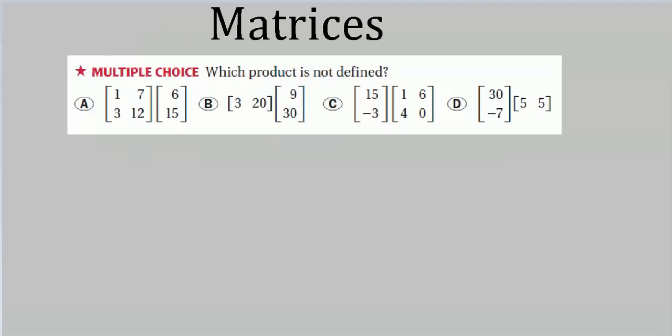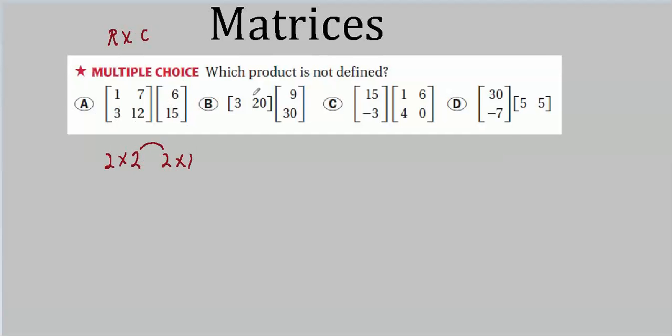Here they'd like to know which product is not defined. Well, I showed you the easy way to work this out. Just write down the dimensions in row column. Remember, that's R cross C, row column. So how many rows do we have here? 2. How many columns? 2. How many rows do we have here? 2. 1 column. They match, so this is okay.